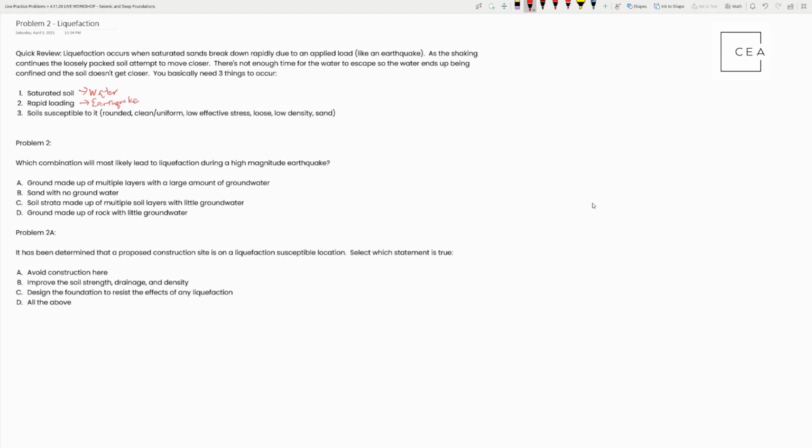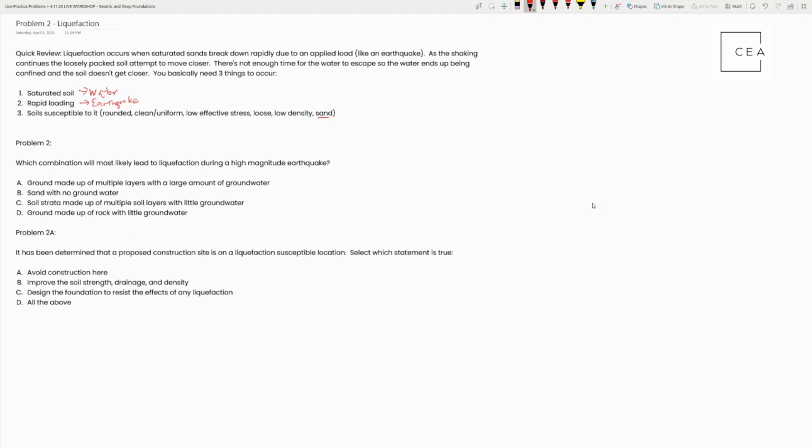And 3, you need soils that are susceptible to this. Basically, a sand. So something round, clean, uniform, has a low effective stress, low density. We're talking about basically sands here for this. So again, this is a topic that can range in a lot of different areas, but really I just wanted to hit some conceptual stuff here with you on this, and we'll dive into other topics here shortly.